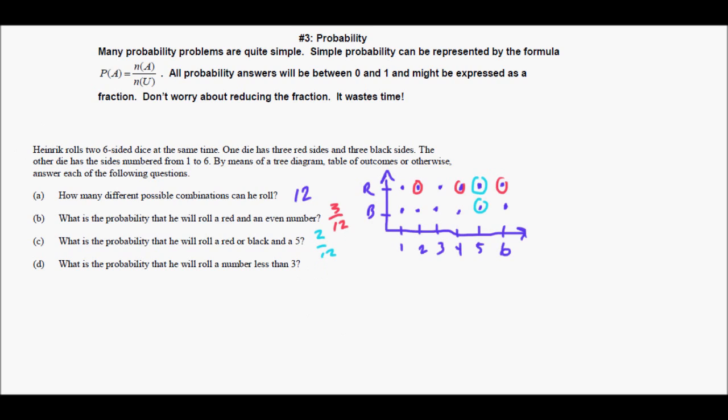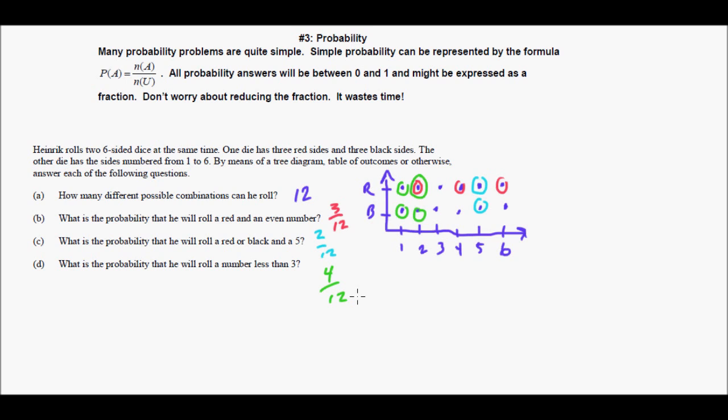What's the probability it rolls a number less than 3? Okay, well, a number less than 3 is just 1 or 2, so it's going to be that one, that one, that one, and that one. Well, that's 4 out of 12. Boom, done, easy. Okay, so that's simple probability right there.